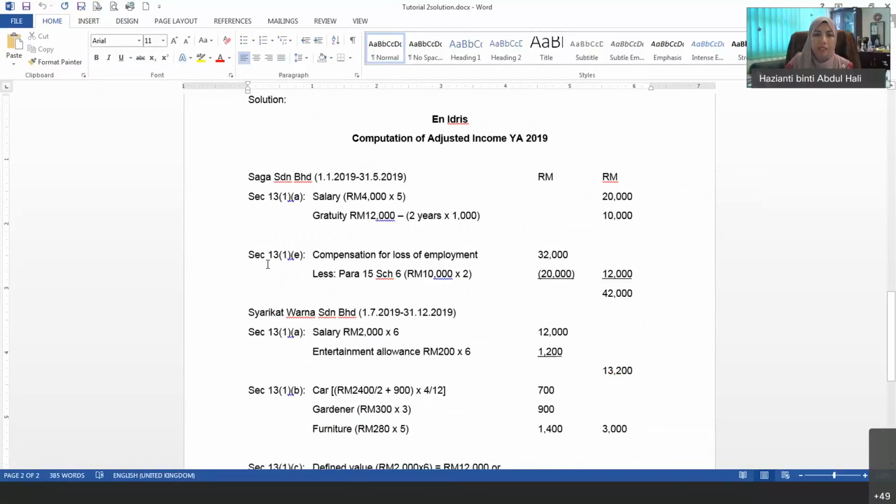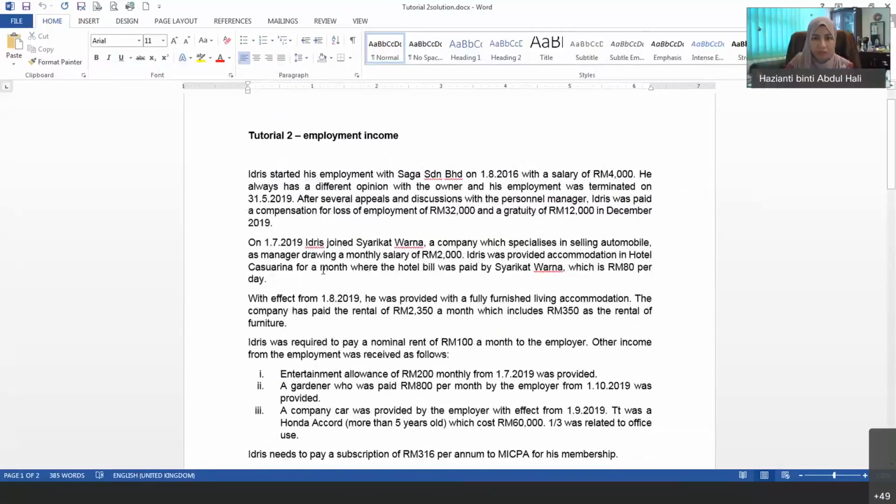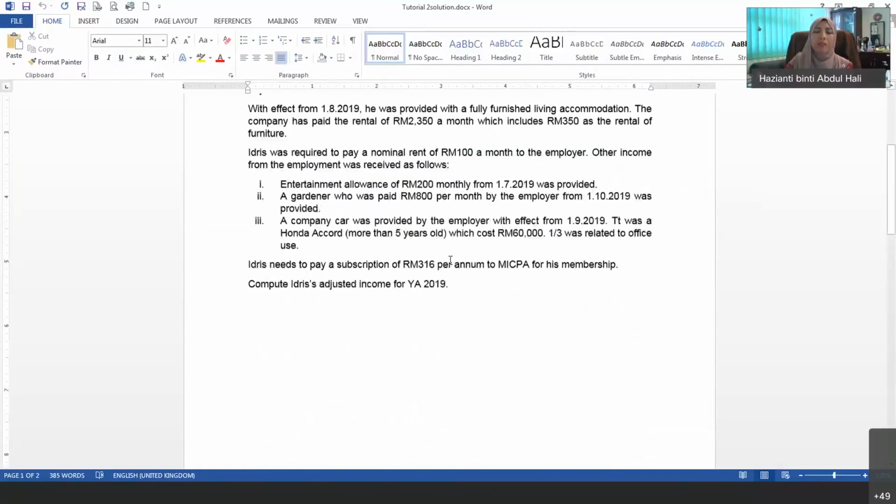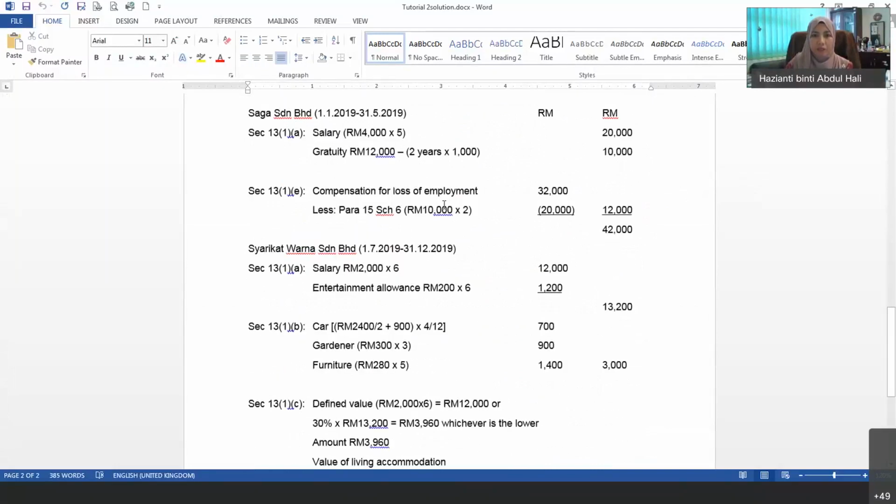And under section 31E, he gets compensation for loss of employment. Back to the question, 32,000. Compensation for loss of employment under paragraph 15 Schedule 6, the exemption is 10,000 times 2 completed years, 20,000. So that will give him 12,000. We total Saga Sendirian Berhad first: 20 plus 10 plus 12 gives us 42,000. From Saga there is no section 31B or C, just the salary, gratuity and compensation for loss of employment. Any questions from Saga Sendirian Berhad?